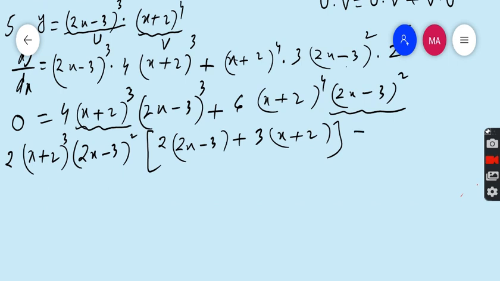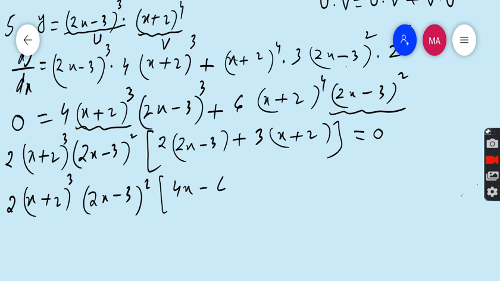And it is equals to 0. This implies that 2 into x plus 2 cube, 2x minus 3 square, 2 2s are 4x, 2 3s are 6, 3 into x 3x, 3 2s are 6 is equals to 0.